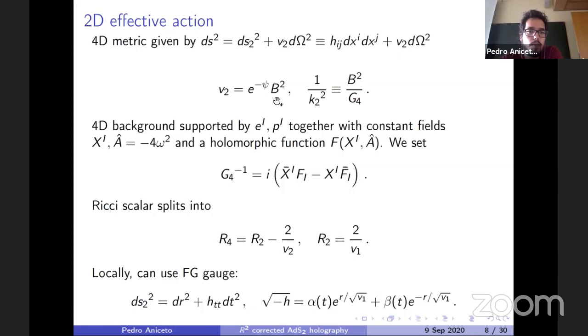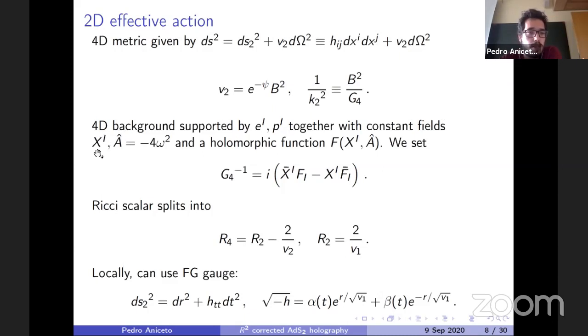Just take into account that B square will be a scale that we use to relate the two-dimensional Newton's constant with the four-dimensional one. As I had mentioned already, the four-dimensional theory is coupled to abelian gauge fields. These ones have electric fields EI and magnetic charges PI. And of course, we also have the constant scalar fields.